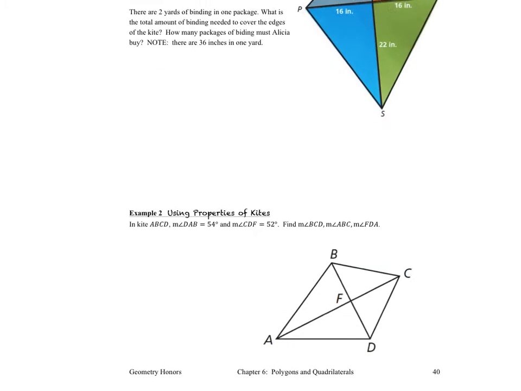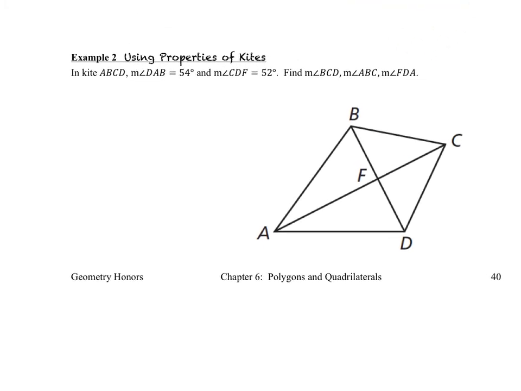I'm going to jump right to example 2 just to save some time. So in example 2, in kite ABCD, measure of angle DAB is 54 degrees. And measure of CDF is 52 degrees. Find the measure of angle BCD, ABC, and FDA. So I also know that I have a right angle right here. So I'm going to start with that. And then from there, I can calculate.